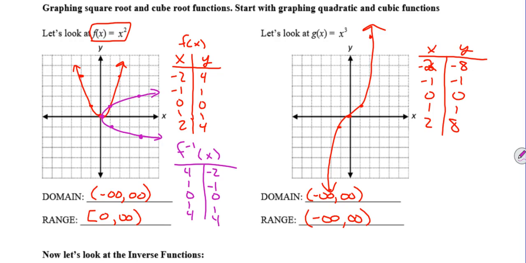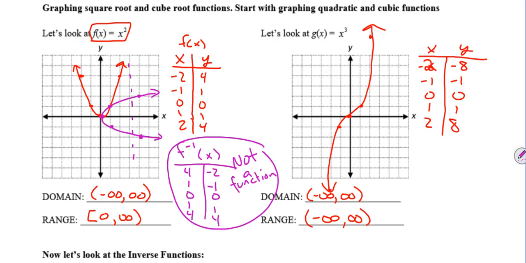So we would see that the inverse of the function f of x equals x squared is not a function. It's still an inverse, but it's not a function because it fails the vertical line test. So the inverse of a function is not always a function, but it is still an inverse. All right? So what would happen if we switched this over here and we did the inverse of this function?